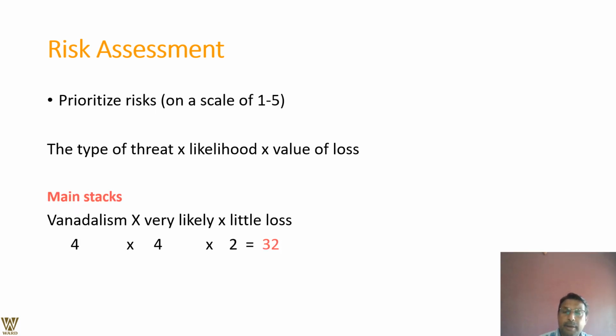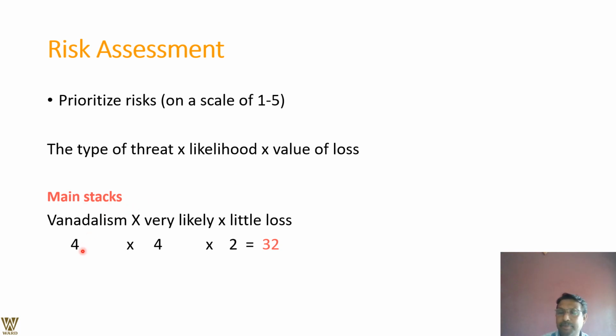We need to understand everything that the building comprises and the peripheral environment to it. So let us prioritize our risk on a scale of 1 to 5. The type of threat multiplied by the likelihood, multiplied by the value of losses. So the type of threat, into the likelihood of it happening, into the catastrophic nature of the loss that can go around it. So let's look at a main stack.